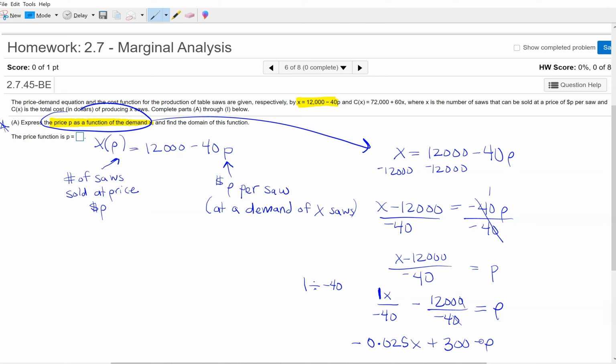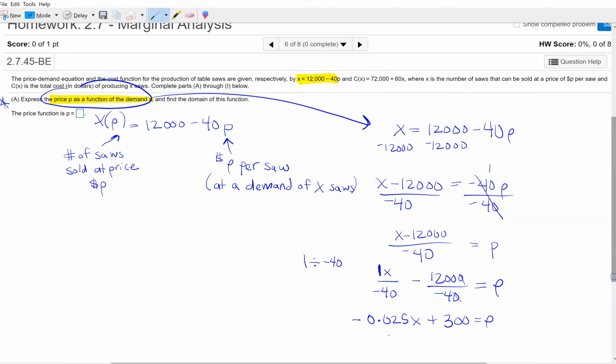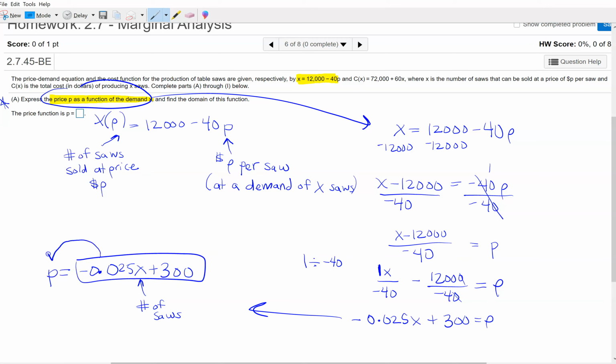Okay, so we've written this function. I've rewritten it to be a P equals function. I know the price if I follow this rule: negative 0.025x plus 300. So if I know the x value, if I know the number of saws, and I plug in the number of saws, and I follow this rule, it's going to calculate the related price.